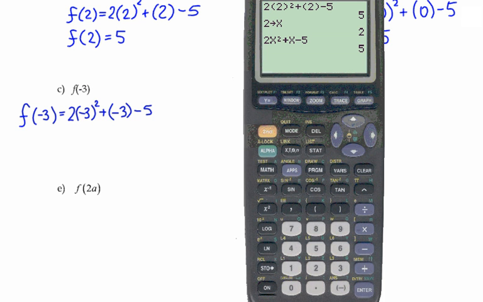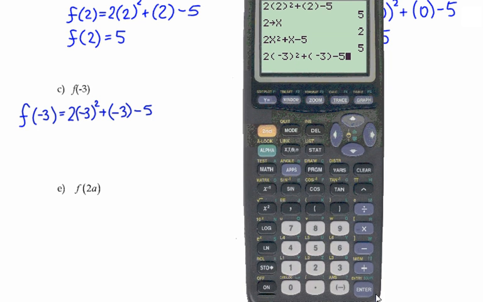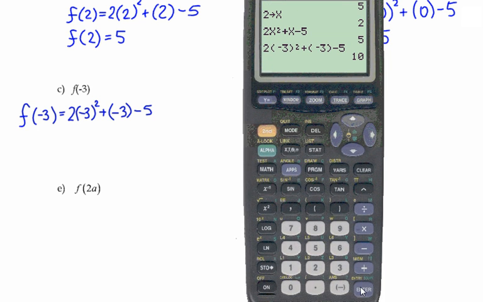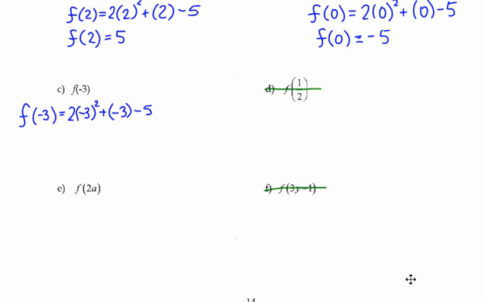Should be no x in there. Should just be a squared right here. Should be squared. There you go. It's 10. You should be getting 10. So 2 times negative 3 squared plus negative 3 minus 5 gives you 10. So f of negative 3 equals 10.